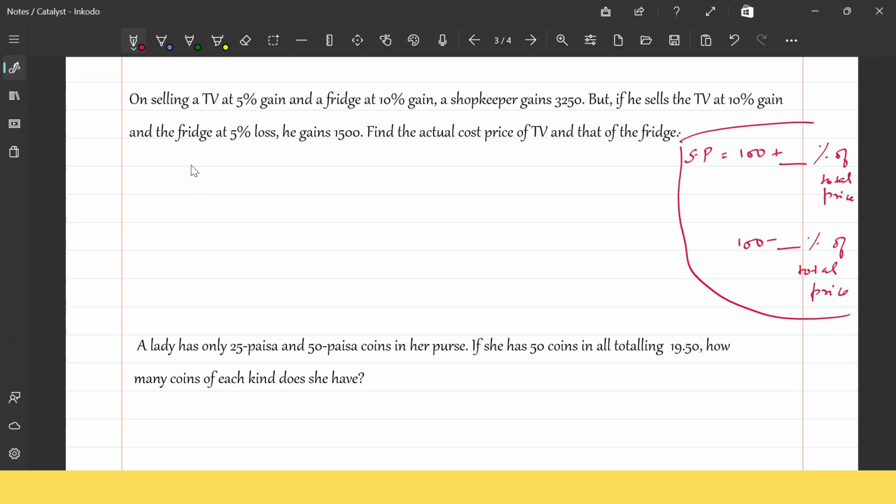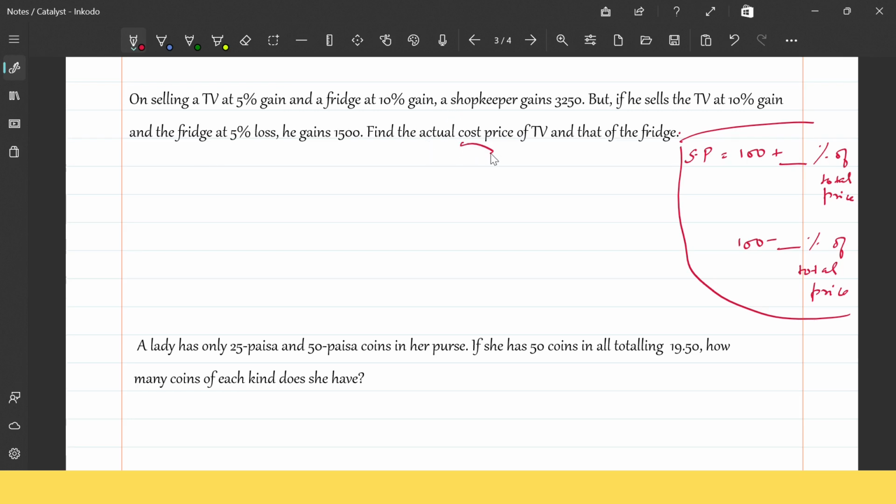They are telling that on selling a TV at 5% gain and a fridge at 10% gain, a shopkeeper is gaining so much, a profit he is getting so much. But if he sells the TV at 10% gain and the fridge at 5% loss, he gains 1500 rupees. Find the actual cost price of TV and that of the fridge.